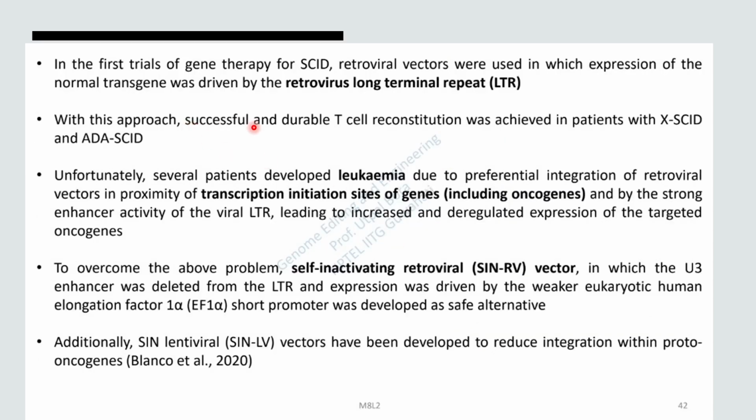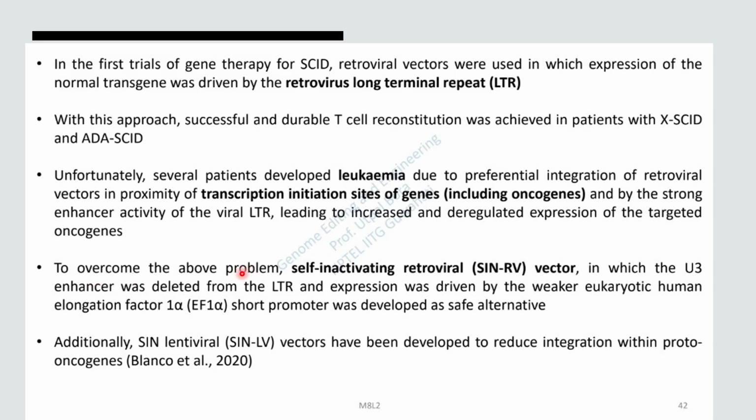With this approach, successful and durable T cell reconstitution was achieved in patients with XSCID and ADA-SCID. Unfortunately, several patients developed leukemia due to preferential integration of retroviral vectors in proximity of transcription initiation sites of genes and by the strong enhancer activity of the viral LTR, leading to increased and deregulated expression of the targeted oncogenes.